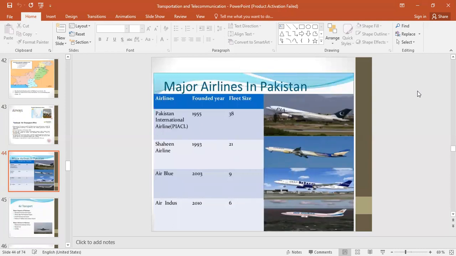These are the major airlines in Pakistan: PIA, Shaheen, Air Blue, and Air Indus. Air Indus, I think, is not functional. Air Blue was also non-functional before, but now it has become functional again, right?